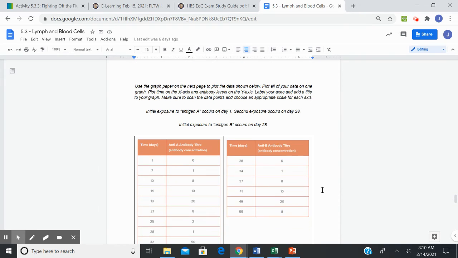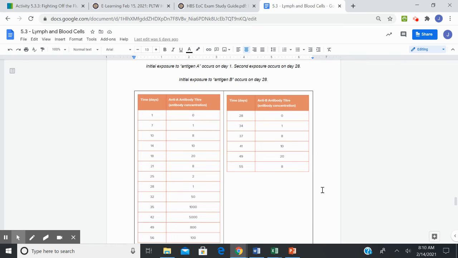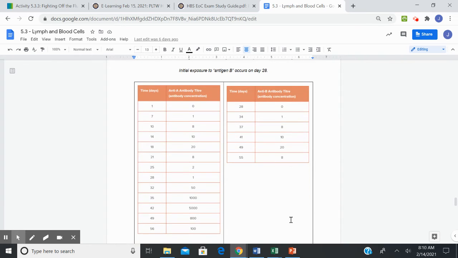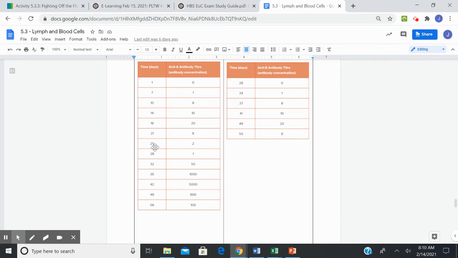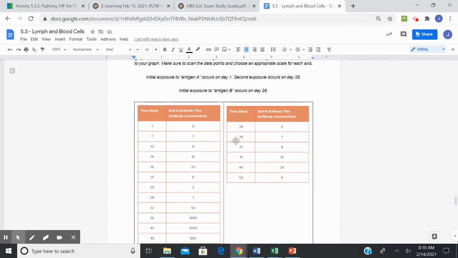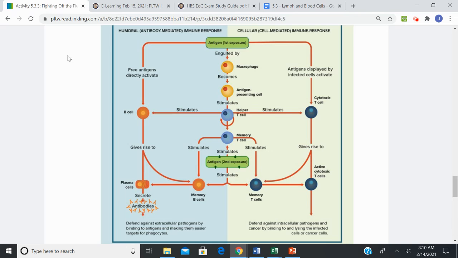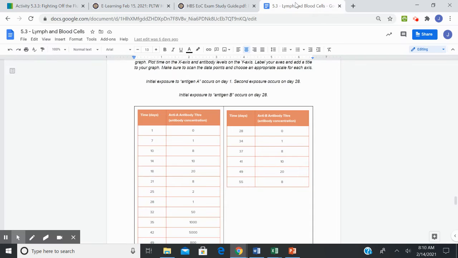And then finally, the last thing is to graph this data. All right, you're going to use a line graph. Basically, the days are going to overlap. So use one color for this line, and a different color for this line, or like a solid line and a dotted line. So time is going to be on your x-axis, and antibody titer basically is the concentration, the level of antibodies in the bloodstream, right? Because we're talking about antibodies, right? When you have an infection, you have antibodies that are produced.